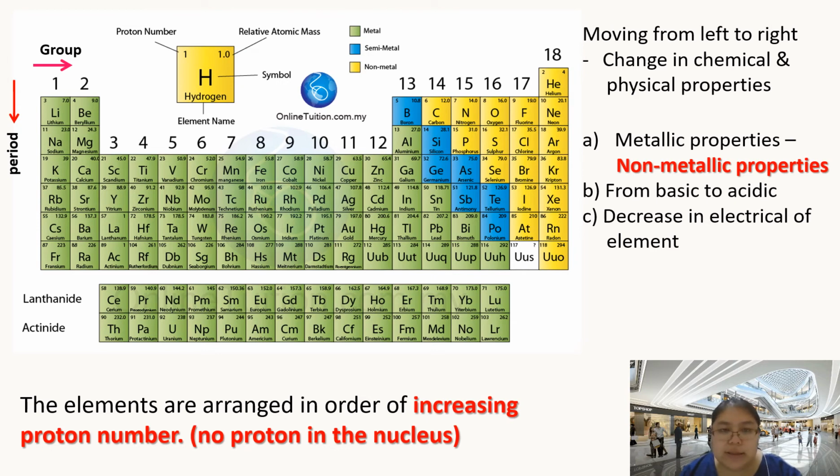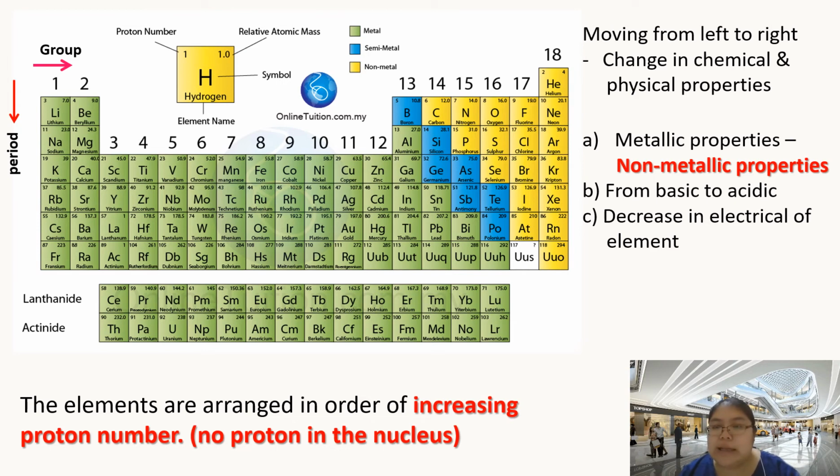Let's see the arrangement. Can you see the green color? All the green color is metal. The blue color starts from group 13. You find that this is semi-metal, that means half metal. For the yellow part, we start with group 14. This is non-metal. So the arrangement of the periodic table goes from metal to semi-metal to non-metal.